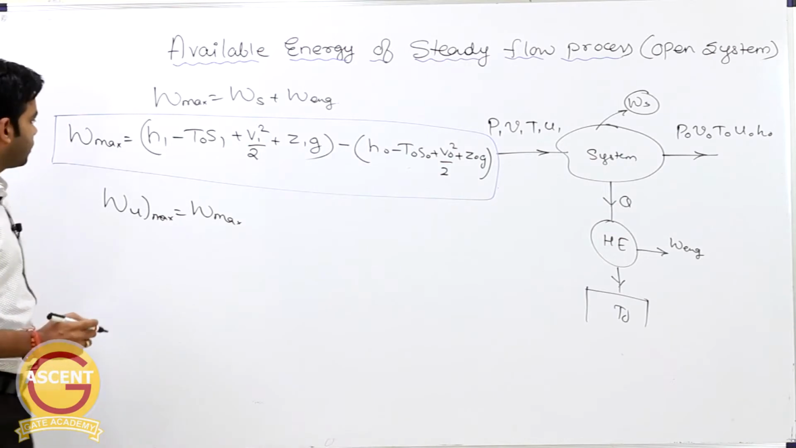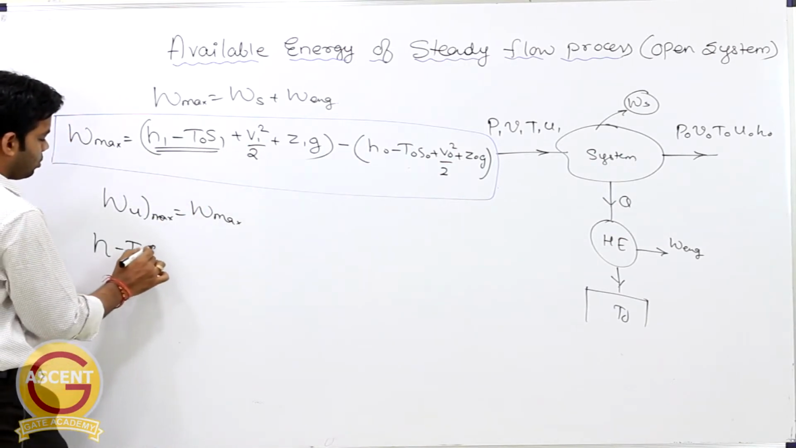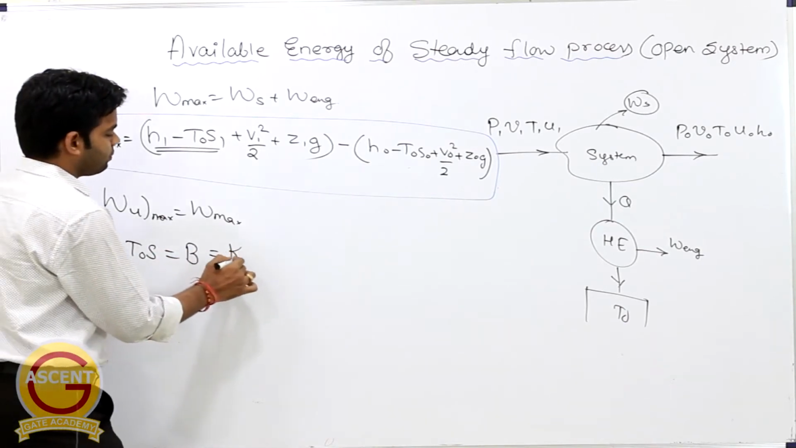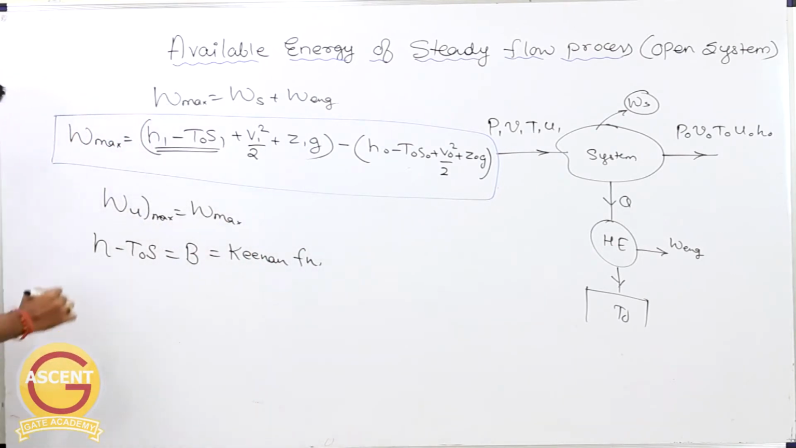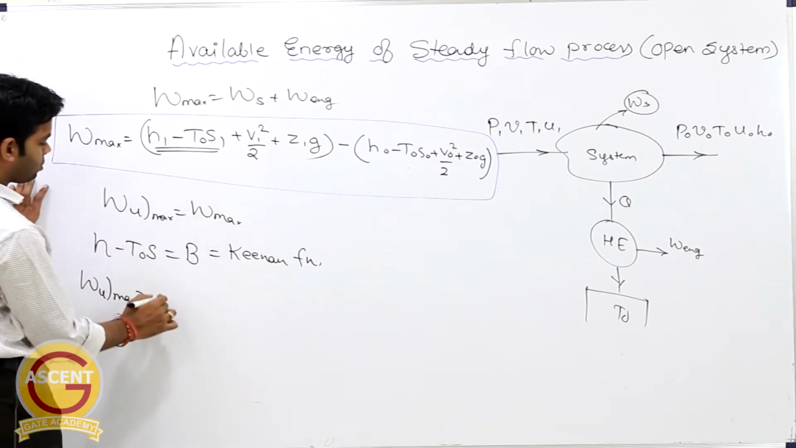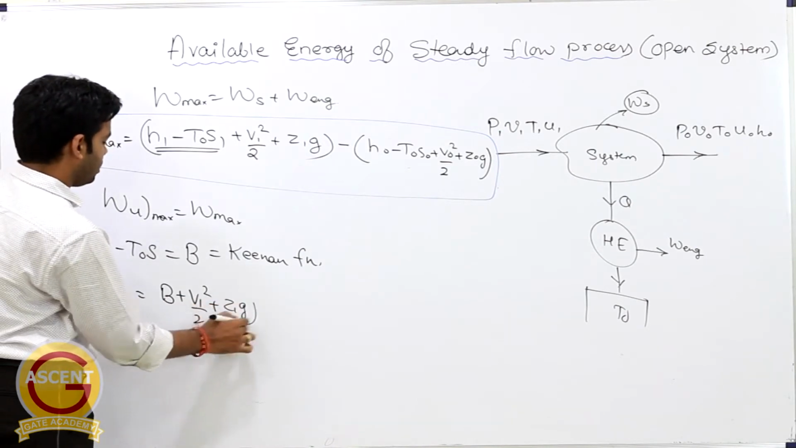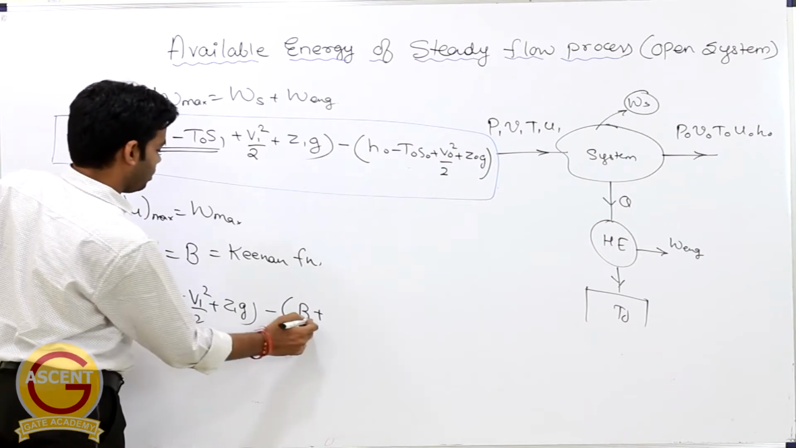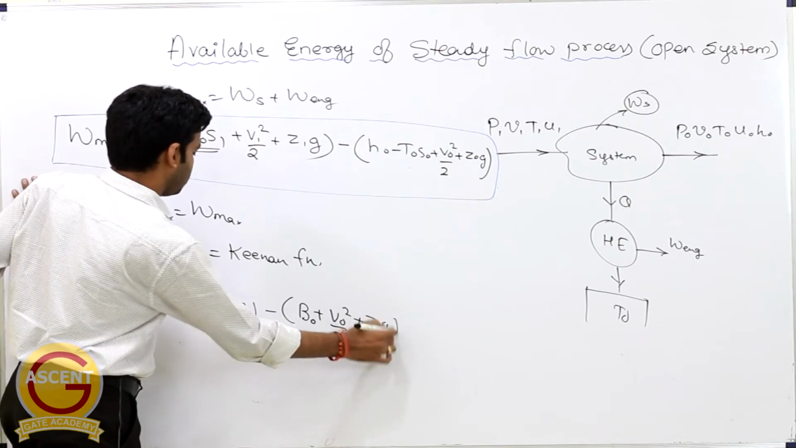Clear or not? Okay. Now this term H minus T0S is nothing but taken as B, which is nothing but Keenan function. We gave it a separate function name, that is nothing but Keenan function. Okay, so you can get W useful max or W max. This will be equal to B plus V1 square by 2 plus Z1G minus B0 plus V0 square by 2 plus Z0 into G.